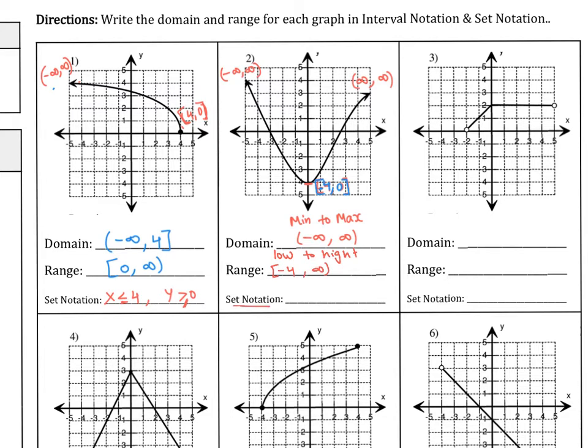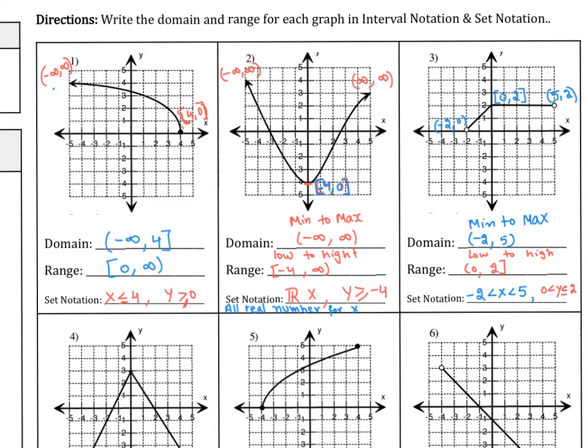For set notation, you will see that the x value is going from negative infinity to infinity, so it's going to be all real numbers for x values. And for y values, it's going from negative 4 and all the way up, so it's greater than or equal to negative 4. So it's going to be all real numbers for x, and this is the symbol we use for all real numbers, and y is greater than or equal to negative 4.